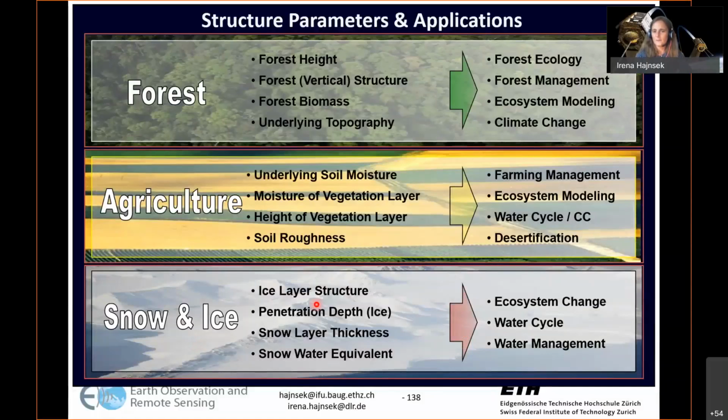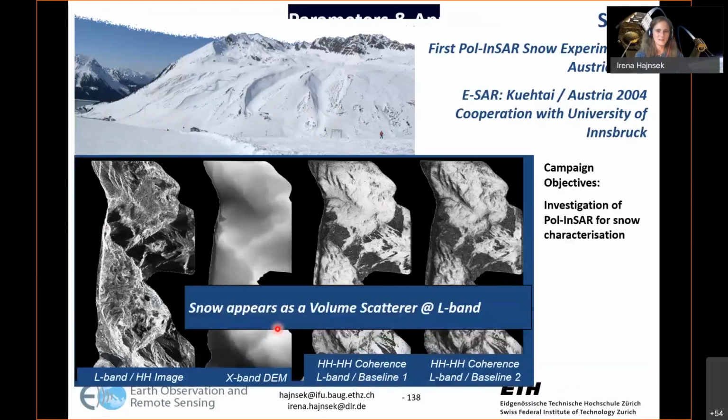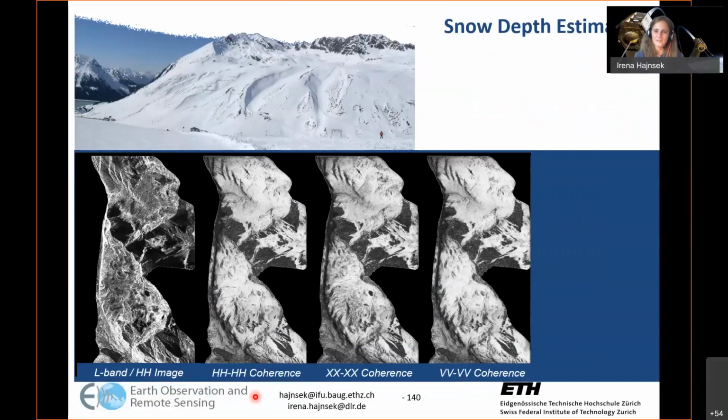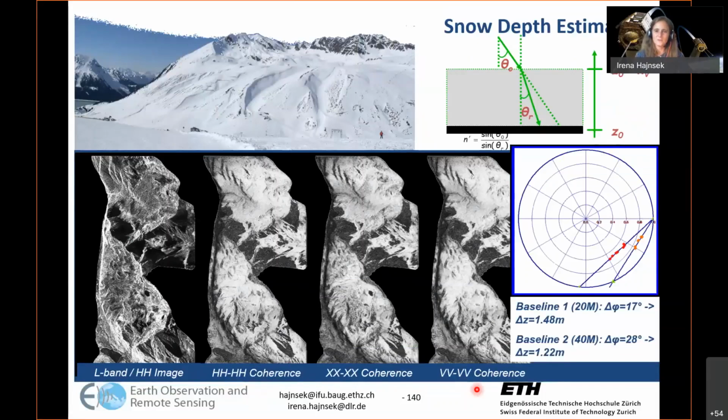So again, also here, what we could do is estimating height, snow height. This is something that has been one of the objectives of this very early experiment that we had in the Austrian Alps. So that's the main hill that we are observing. Again, this is an L-band image, the height image, and these are the two interferometric coherences that you can see at 2 different baselines. So they are quite similar, but you see some differences. And now you not only see the different baselines, but you see also the different polarizations in terms of coherences.